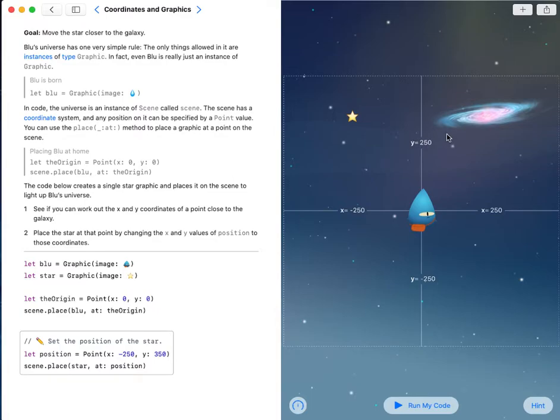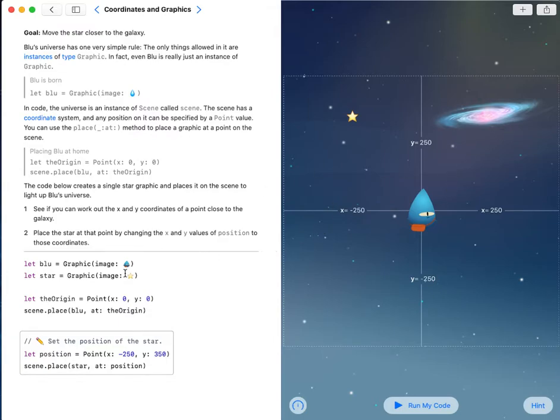So now I can conclude that the y-axis of the galaxy is 350 because they are at the same level. I need to move the star closer to the galaxy, so I have to move it closer to this box over here. So maybe I'll just put it where the galaxy is.